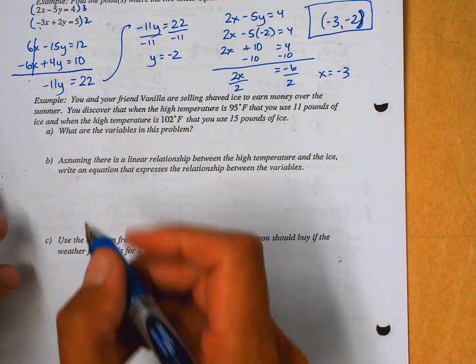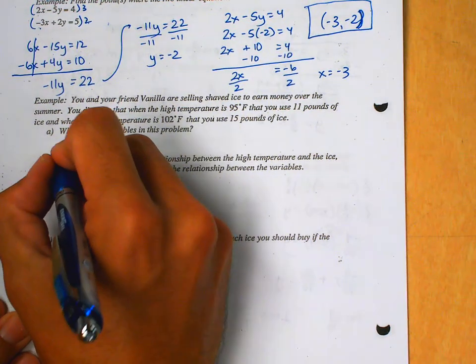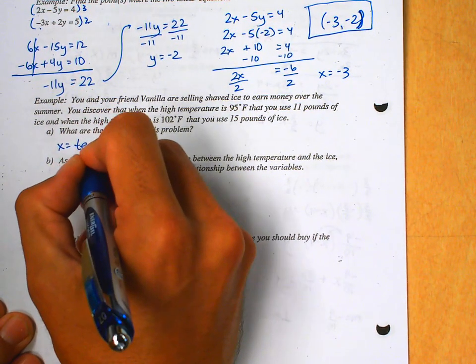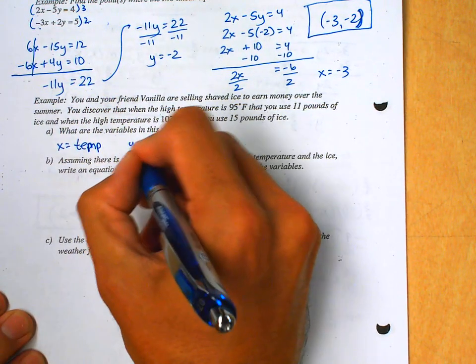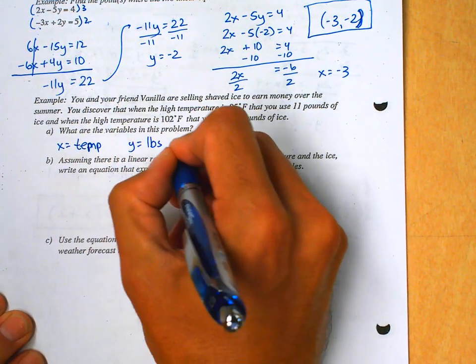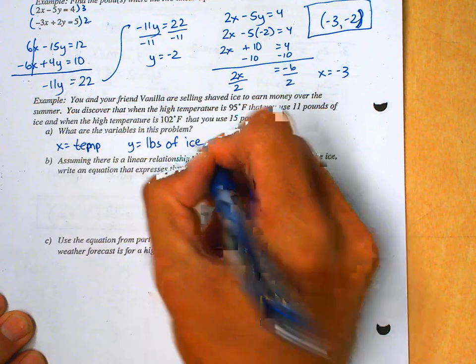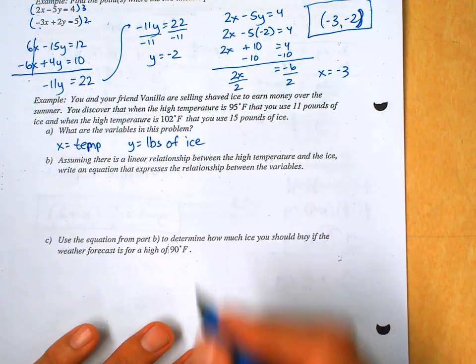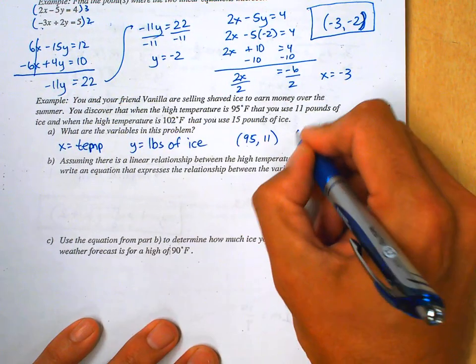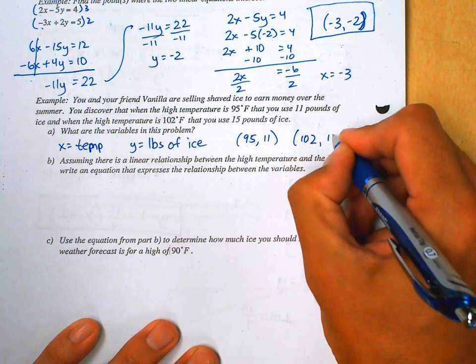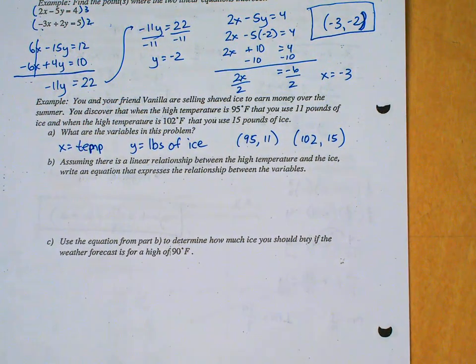So x is equal to the temperature, and y is equal to pounds of ice. And so with that, we have two ordered pairs. We have 95, 11, and we have 102, 15.